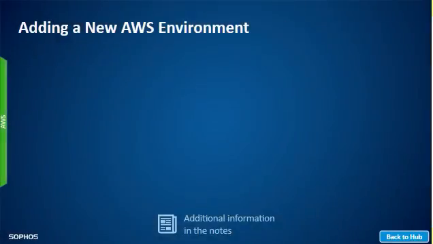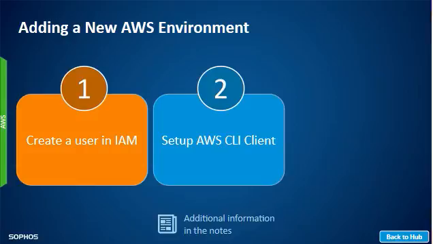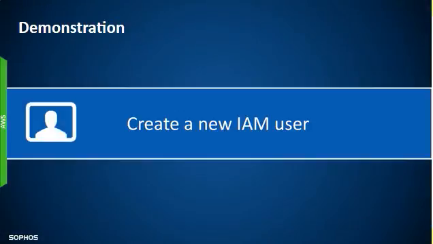So, let's start with AWS and look at how to add an AWS account to your Cloud Optics console. Adding an AWS account to Cloud Optics is a three-step process. Firstly, we'll need to create a user in IAM, with programmatic access enabled and the appropriate permissions. Next, we'll need to set up the AWS command line client on a local machine to run the deployment scripts. Lastly, we'll download and run those deployment scripts. Let's take a look at how all of this works in a short demonstration.